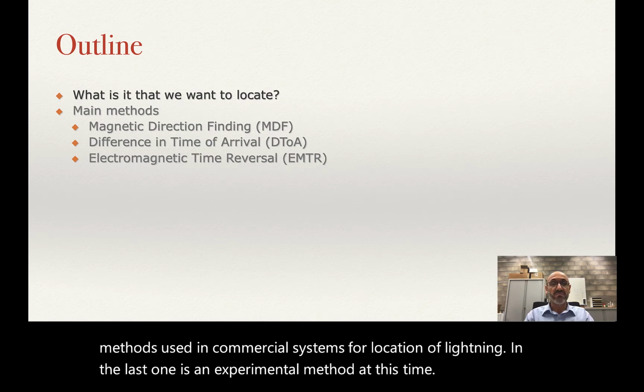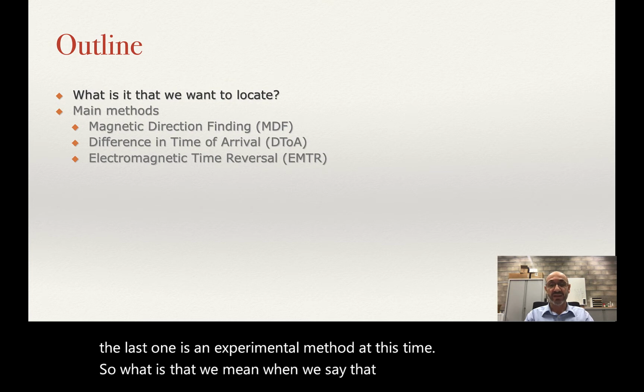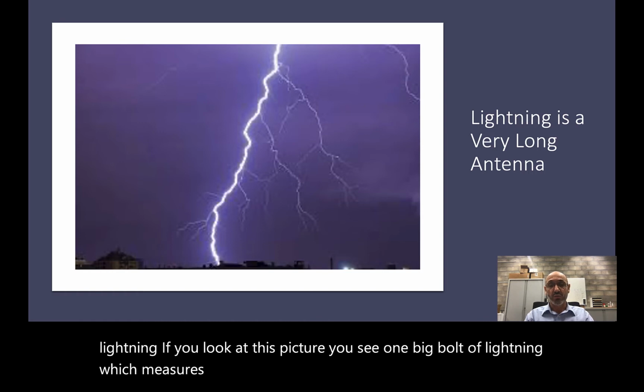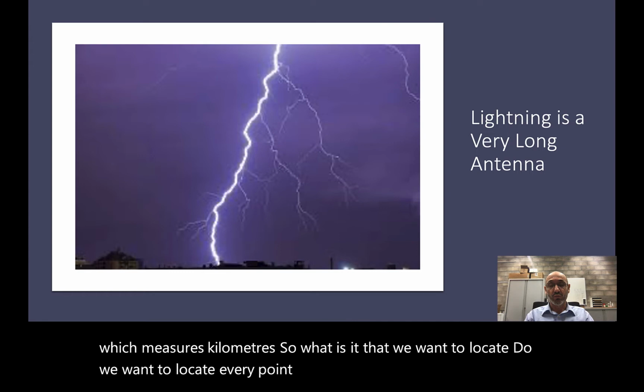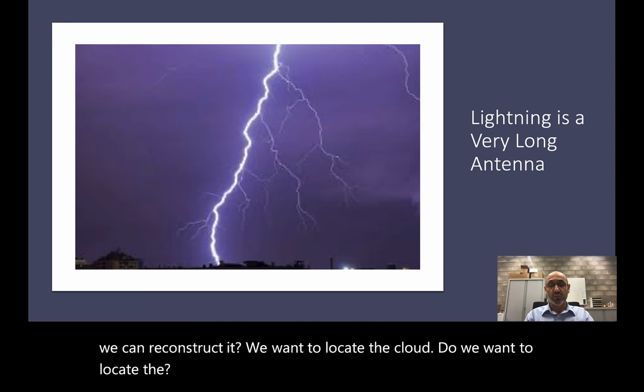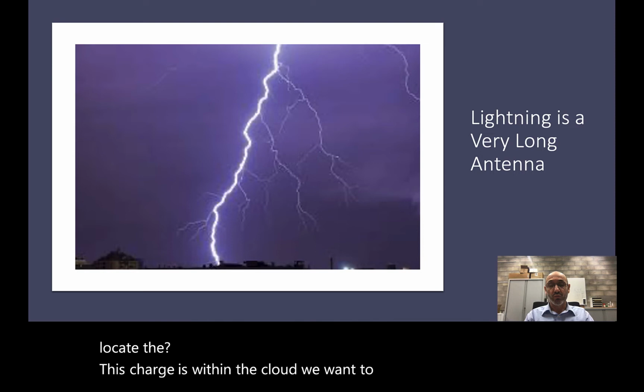So what do we mean when we say that we want to locate lightning? If you look at this picture, you see one big bolt of lightning which measures kilometers. So what is it that we want to locate? Do we want to locate every point along the channel so that we can reconstruct it? Do we want to locate the cloud? Do we want to locate the discharges within the cloud? Do we want to locate the strike point at the ground?